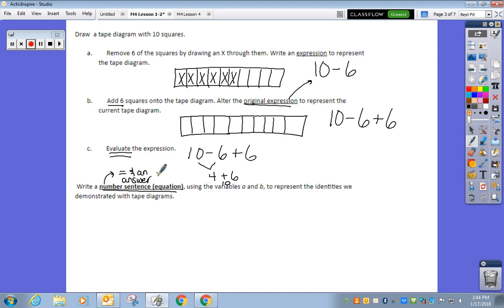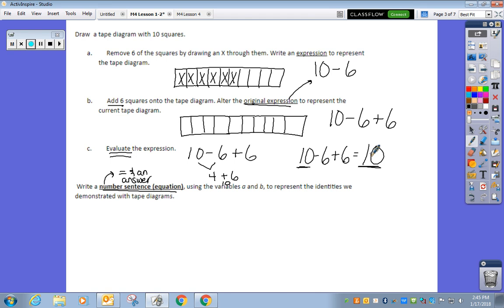I'm going to write it up here, though. I had 10 minus 6, I added 6, and I got 10. This is called an identity problem. It starts with a number, does some math to it, and then you wind up back at that same number. So that's the identity piece: starting with something and ending up with it.